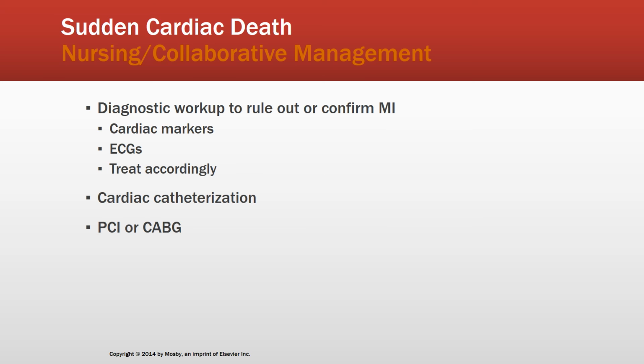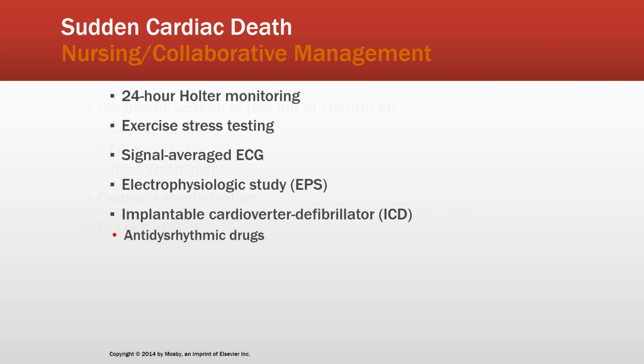Serial analysis of cardiac enzyme markers and ECGs are done early with the patient, and the patient is treated accordingly. Most people with sudden cardiac death will have CAD. Cardiac catheterization is indicated to determine how much damage there is and possibly its location. PCI or CABG surgery may be indicated. There's 24-hour Holter monitoring, and some of these patients will have lethal ventricular dysrhythmias that are associated with a high incidence of recurrence.